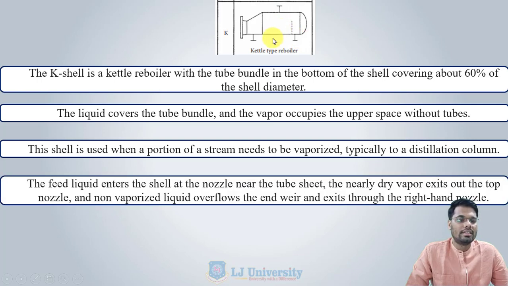The feed liquid enters the shell at the nozzle here. The feed liquid is going to take entry at this point, at the nozzle near the tube sheet. This is the tube sheet. So the liquid portion is going to take entry from this nozzle. The nearly dry vapor exits out the top nozzle. Whichever vapor is dry is going to exit from this nozzle, and this is a partition for collecting the non-vaporized liquid, which overflows the end weir and exits through the right hand nozzle from here.